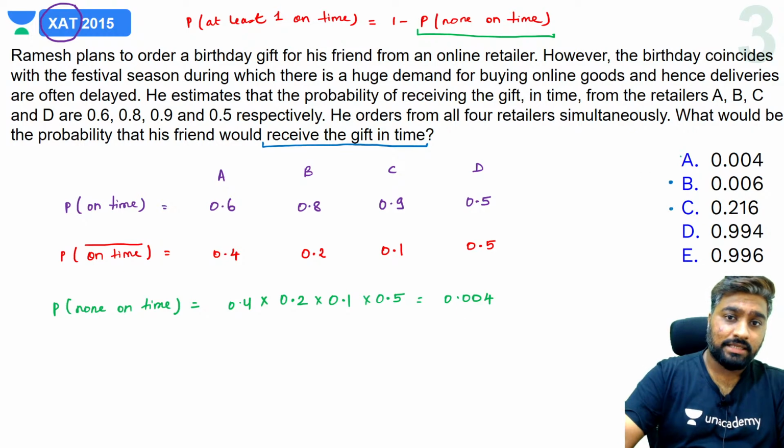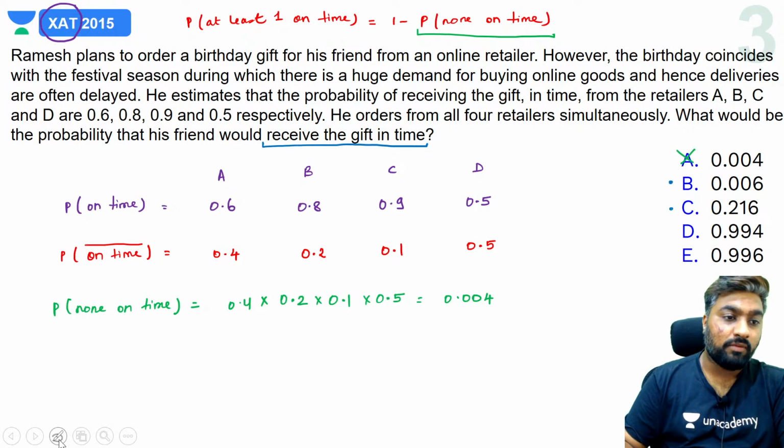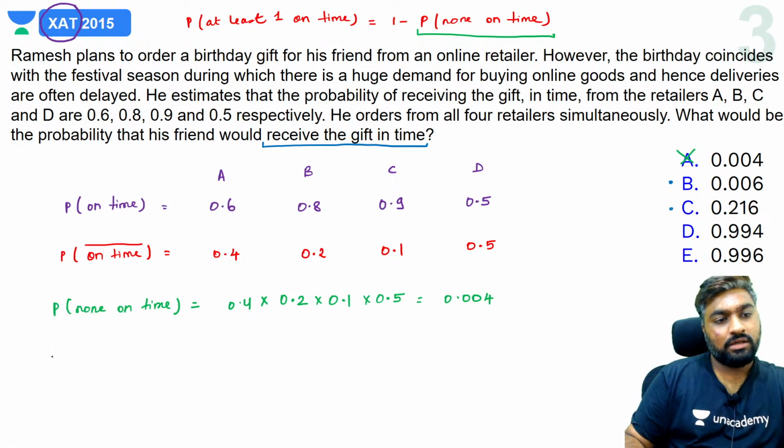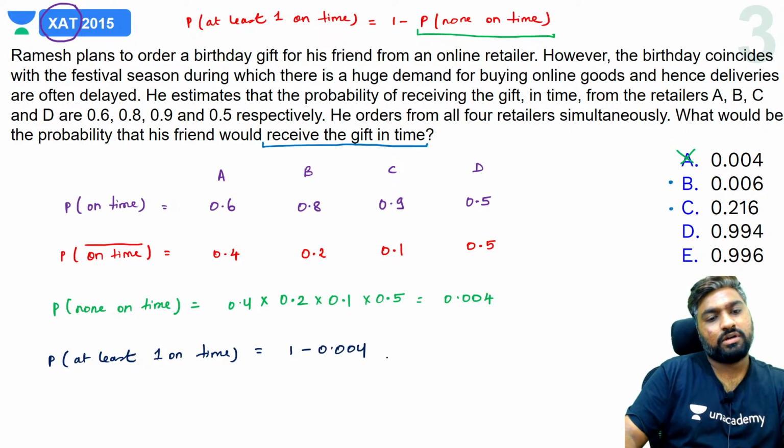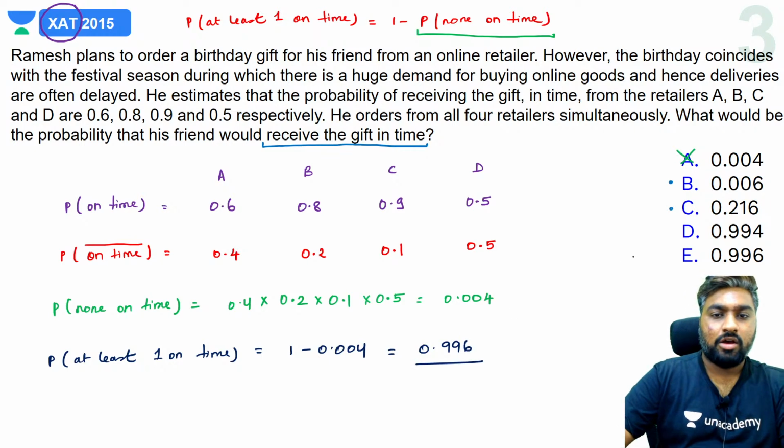But this is not our answer. 0.004 is not our answer, guys. Yes, it is the complement of what we want. What do we want? We want probability of at least one on time, which is going to be 1 minus 0.004. That's nothing but 0.996. ऑप्शन ई.